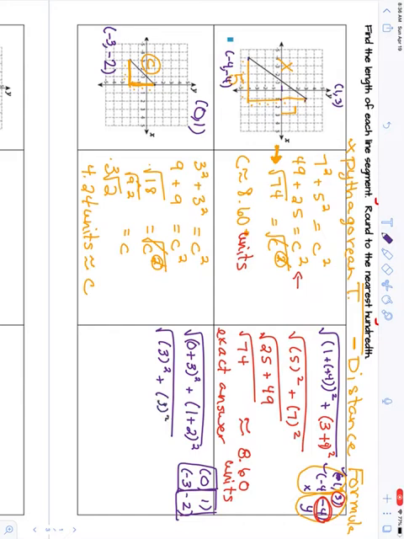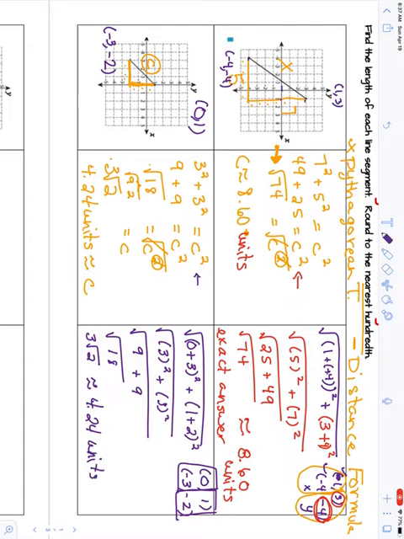Okay, and again, we're right back to here. So I get 9 plus 9. 18, and I've already talked about simplifying on the other side. So again, that's going to be 3 square root 2. Okay, so that's the exact length, or we get the approximation of 4.24 units.